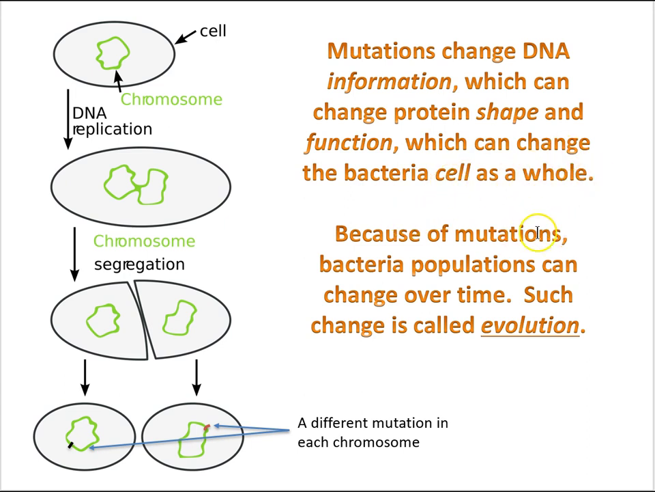So because of mutations, bacteria populations can change over time. Such change is called evolution. And we'll study this process of evolution in later lessons, but now we'll just note that evolution refers to changing populations. An individual is not really evolving. This individual inherited DNA and this mutation. This individual inherited the parent's DNA and that mutation, but we don't say that individuals evolve. Populations evolve, and we'll get to the bottom of that in a later lesson.